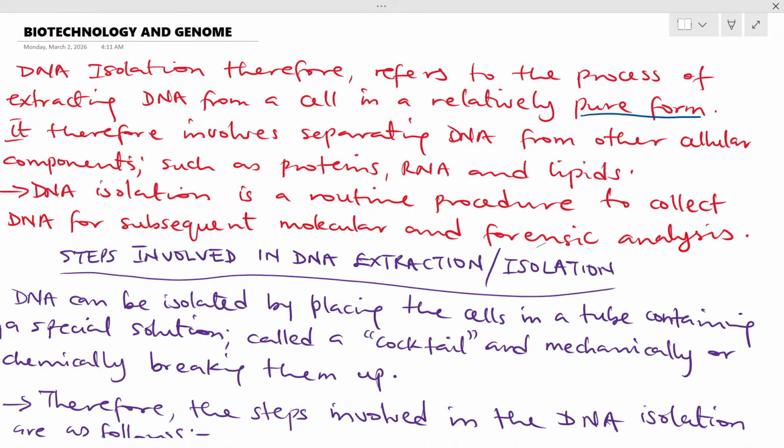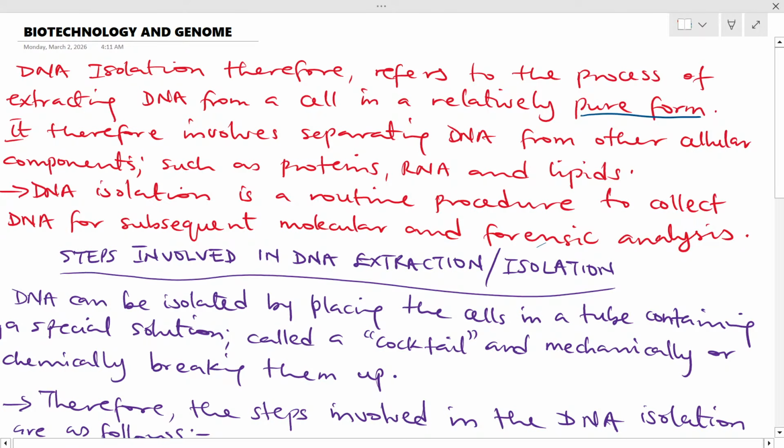You don't want to carry out research that has contaminations with lipids, proteins, nucleic materials, and all that. If you isolate the DNA, you want to know that this is the DNA of the whipstar rat, this is the DNA of tilapia fish. You want to be sure it's in the pure form. So it involves separating DNA from other cellular components such as what? Proteins, RNA, lipids, carbohydrates, and the rest of it.